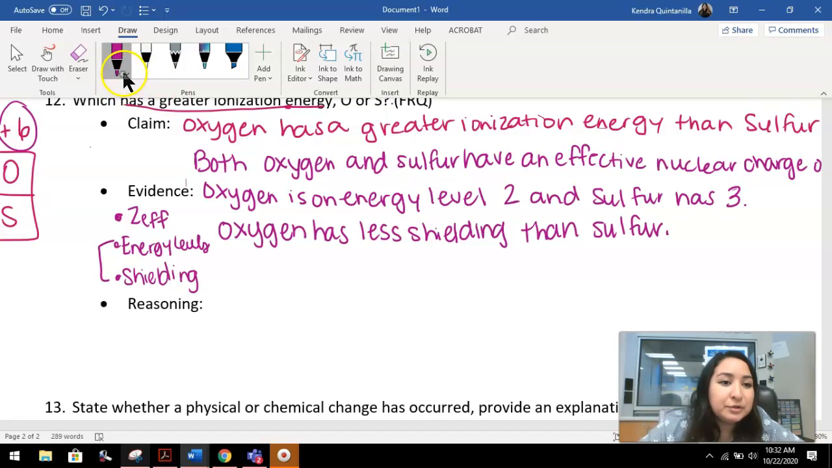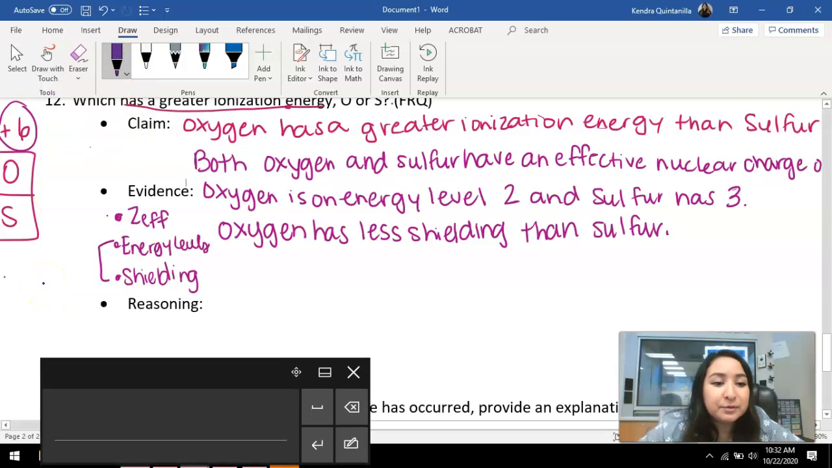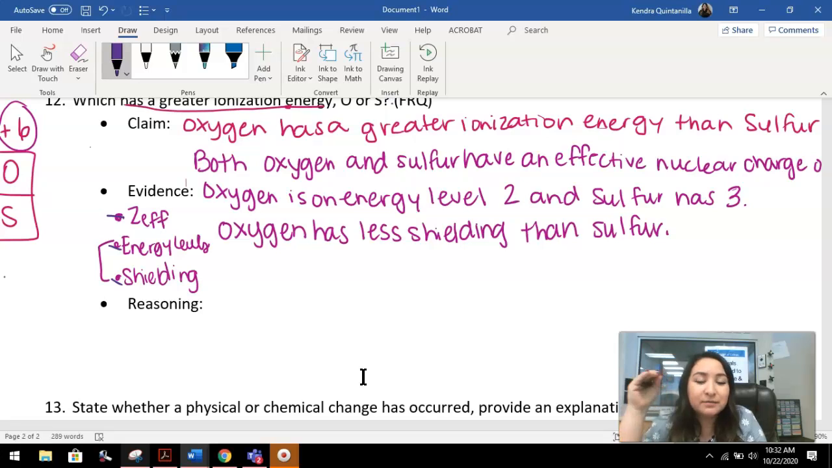Now let's move on to the reasoning. So yeah, it's very important that you guys remember to include these 3 things: the Zeff, energy levels, and shielding, so you can get your points. Now for reasoning, there is one particular thing that the reasoning asks for. If you know it, put your answer in the chat and pause the video. If you don't know it, you can just continue watching, and that thing is the definition.